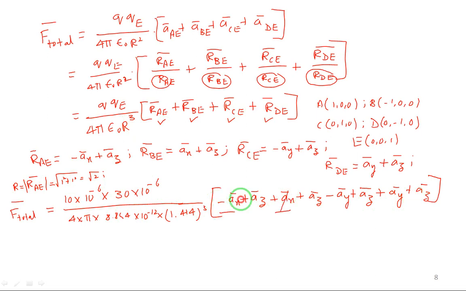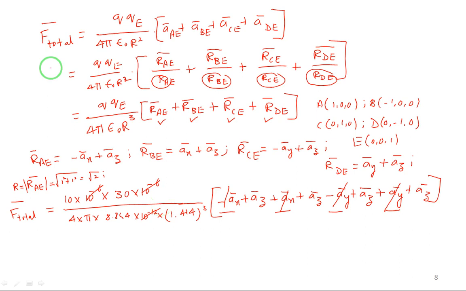So AX will get cancelled. Minus AY plus AY will get cancelled. But AZ, 1, 2, 3, 4 times AZ. So just multiply 4 times AZ I will get. Just simplify this part. So this will get cancelled: 10 power minus 6, 10 power minus 6 and 10 power minus 12. And I am calculating this part. So 10 into 30 divided by 4 into pi into 8.854 into 1.414 cube.